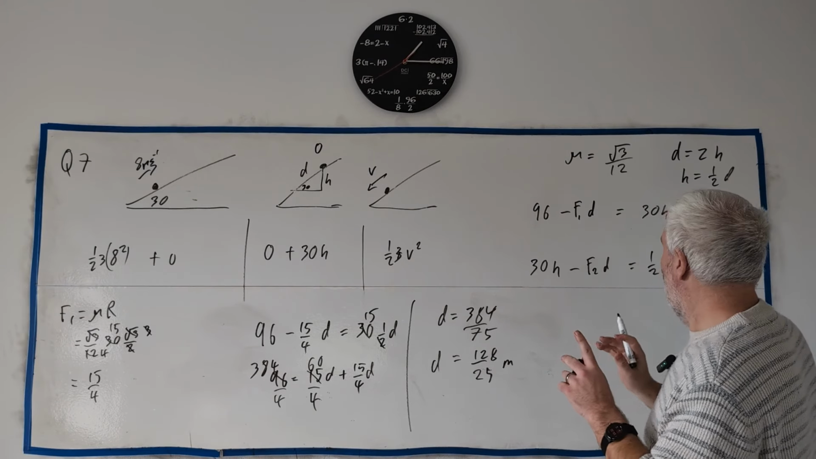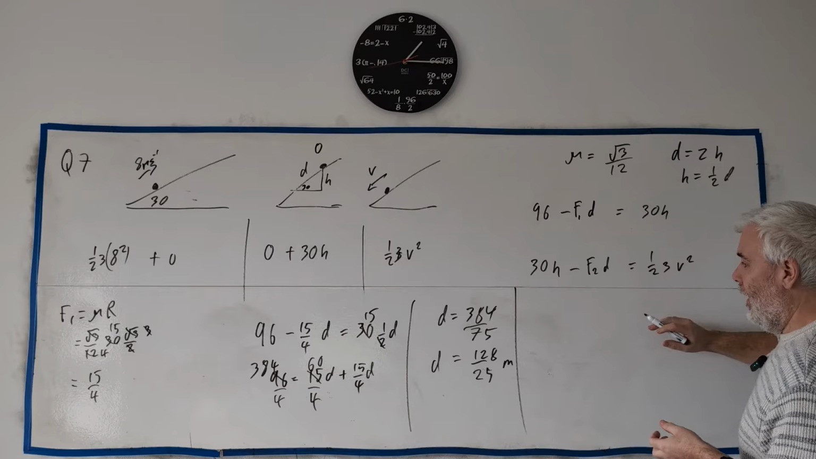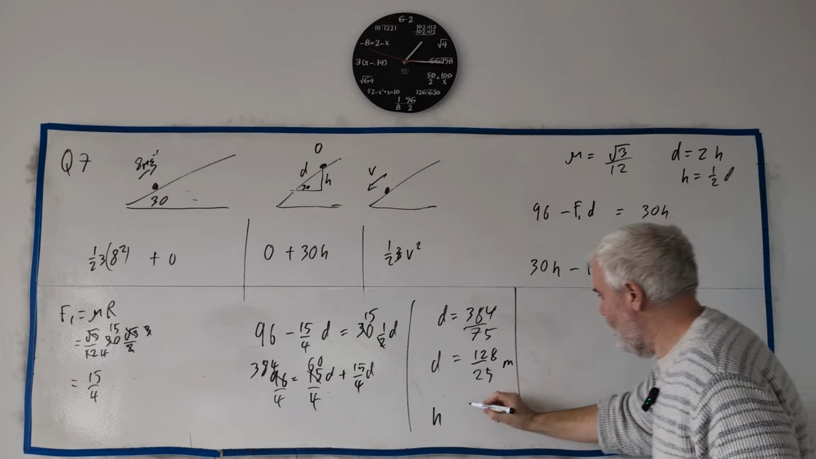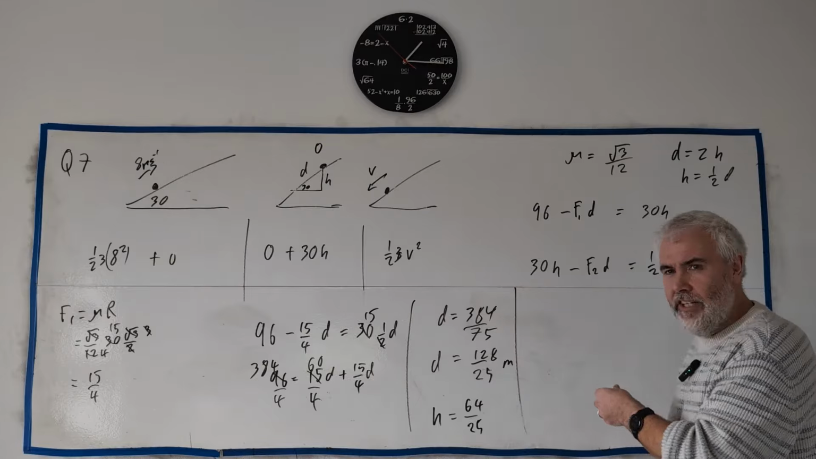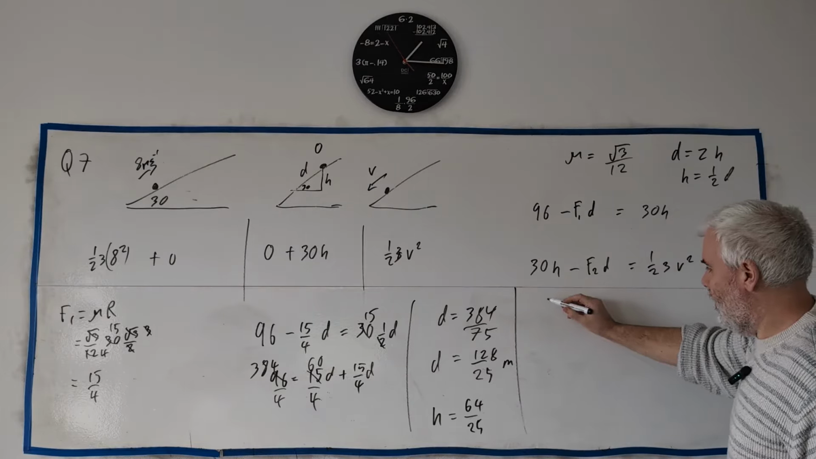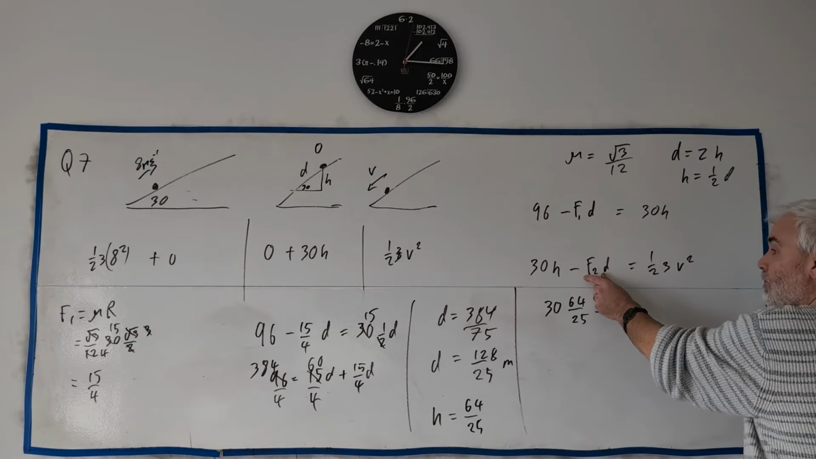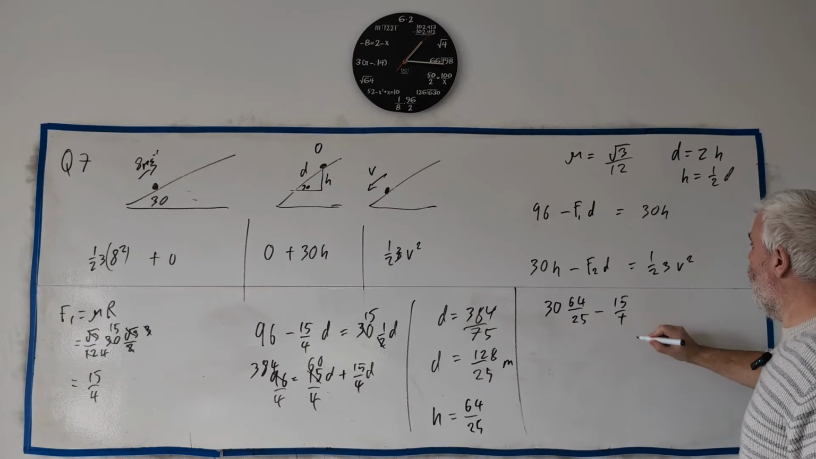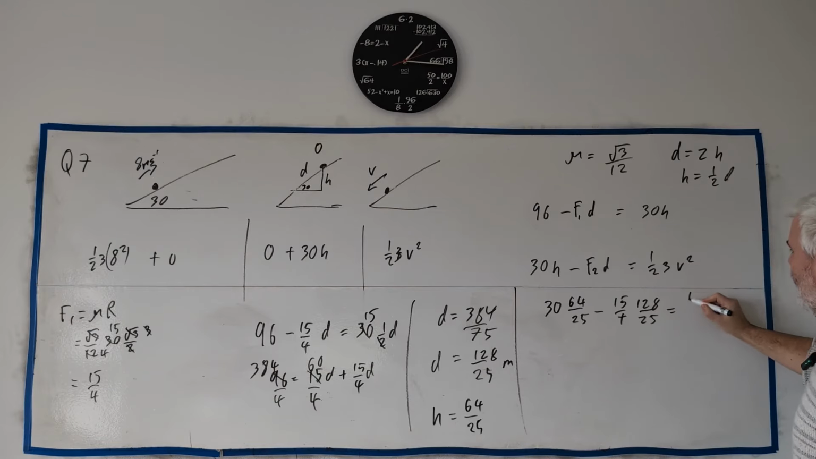That's meters. That's not what we're looking for. We're looking for this line here, but we have enough for that. If D is that, H, by the way, is half of this, so that's 64 over 25. You don't need to have used H. You could have used D the whole time, but I just have H in my answer here. So I have 30 times 64 over 25 minus F2, which was the same, remember, as this, 15 over 4, D is 128 over 25. All that equals one half times 3 phi squared.